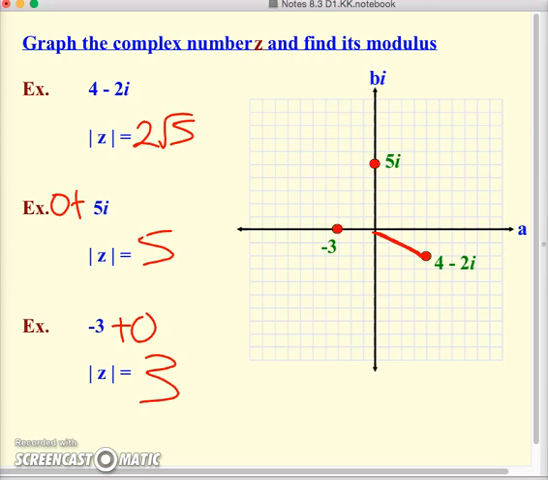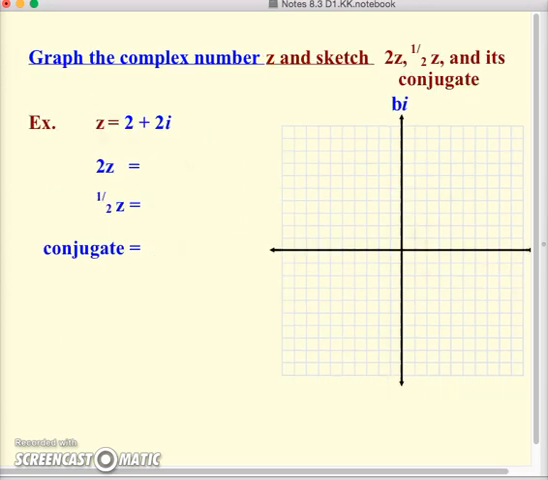Now, we're going to do some graphs up next that involve complex numbers. Oh, sorry, a little bit more with some points. So 2 plus 2i, a little practice there, 2 plus 2i, double it, half it, graph those points, and the conjugate.